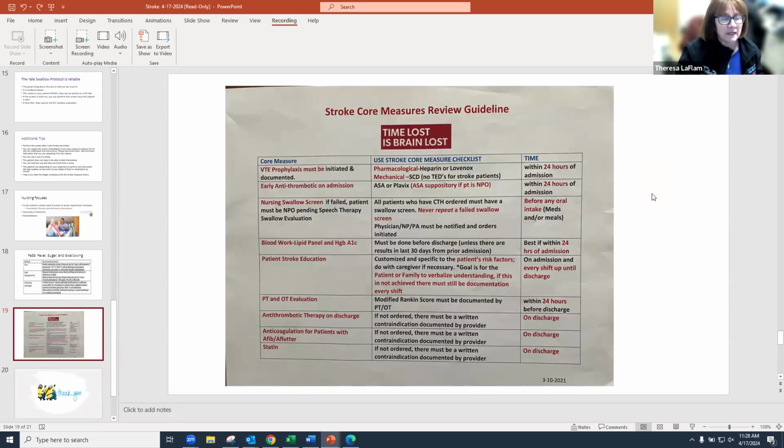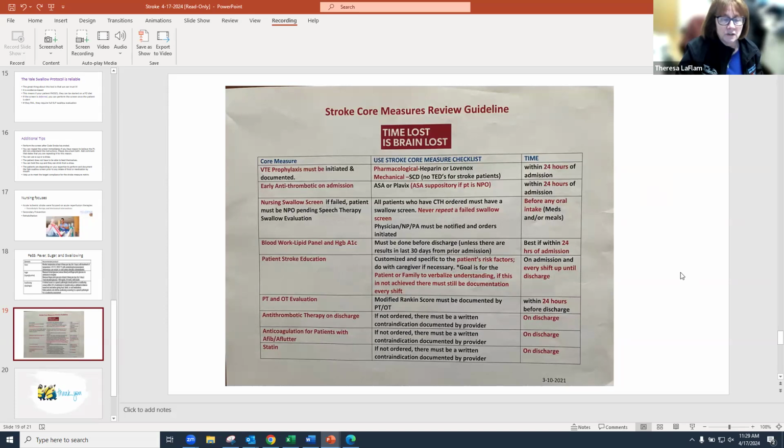The next measure they have to meet is the swallow screen. If they fail, they're going to reach out to speech. The next one is lab work. So we want to always know what a person's lipid panel is and their A1C, because we're monitoring their cholesterol level and we are monitoring their A1C for sugar, for diabetes.